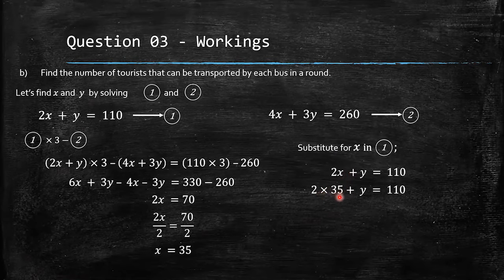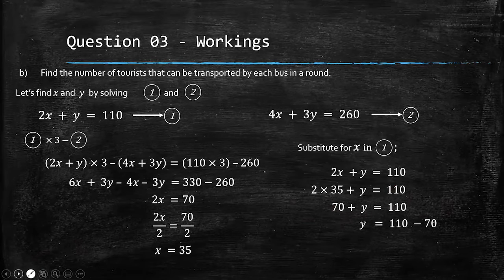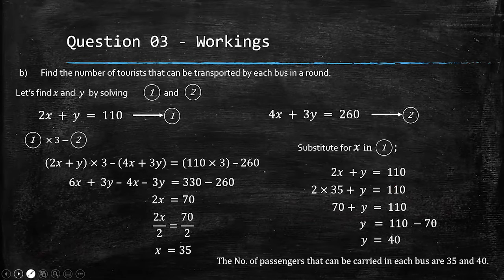So 2 times 35 plus y is equal to 110. So once you subject y, you can see 70 plus y equals 110. So you remove this 70 by deducting 70 from this side. Once you do something to your left hand side, you have to do the same thing to the right hand side. So y will be 110 minus 70. So y will be 40. So the number of passengers that can be carried in each bus are 35 and 40.